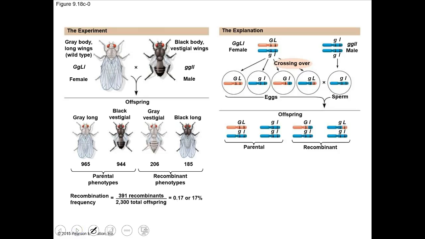So Drosophila, because Drosophila. So they experimented with the gray body and long wings and actually found that the recombinant frequency was only 17%. So that's not a whole lot. We kind of expect like 50% to happen. But because it's 17%, we're kind of assuming those guys are closer together.